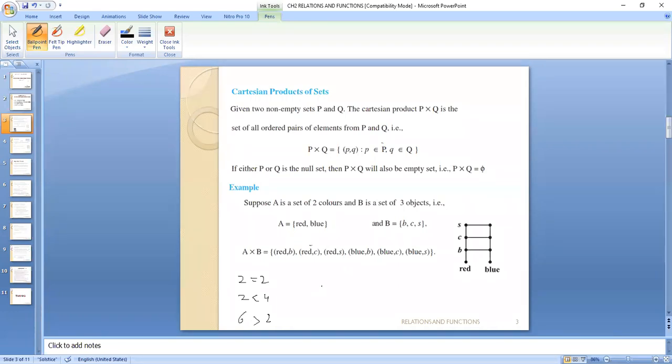Then if we are talking about two parallel lines, the relation is parallel. We have two parallel lines, two intersecting lines. The relation is intersection, right? This way we have relations in mathematics as well. So the first topic is Cartesian product of sets. We will be doing our first topic, Cartesian product of sets.